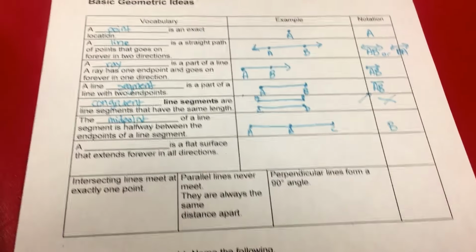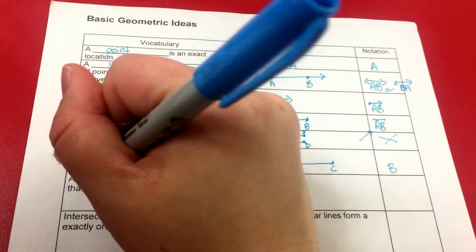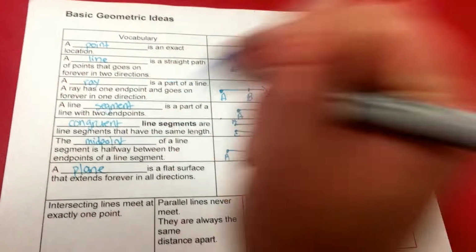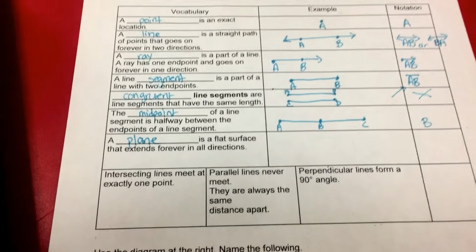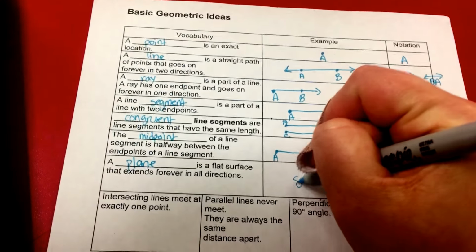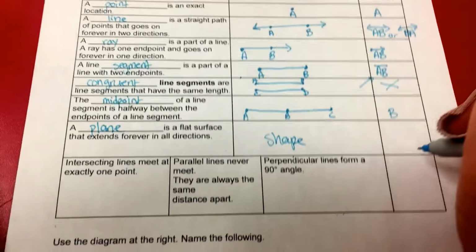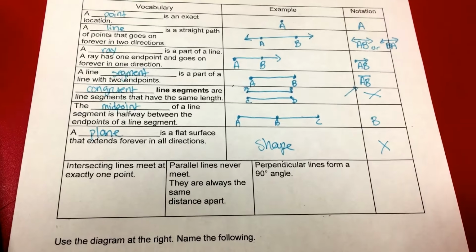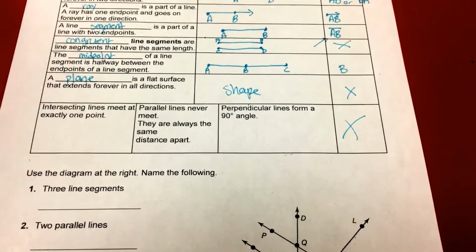All right. And then we have a plane. It's a flat surface that extends forever in all directions. It's just a shape. We're going to write the word shape here, and there's no way to note that. All right, then we have a couple things we're going to write right here. This is also just an empty box, so we can put an X through that.